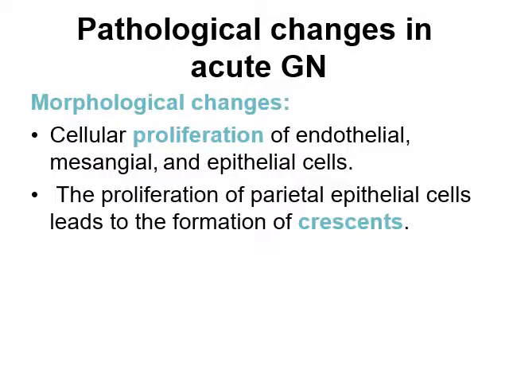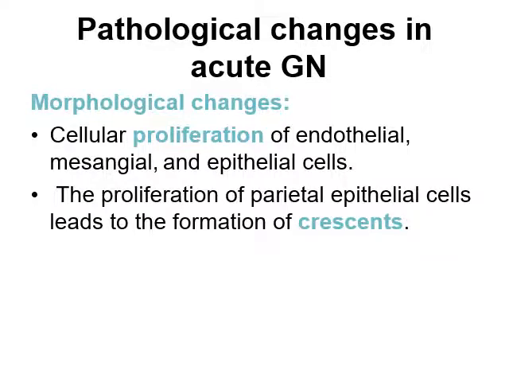So what is the morphology of the pathology? Also focus on these few terms. First, proliferation. Proliferation of the three types of cells that I just mentioned: endothelial, epithelial, and mesangial. We are also talking about the proliferation of the parietal epithelial cells of the Bowman capsule that will lead to the crescents. So this is number one, proliferation.